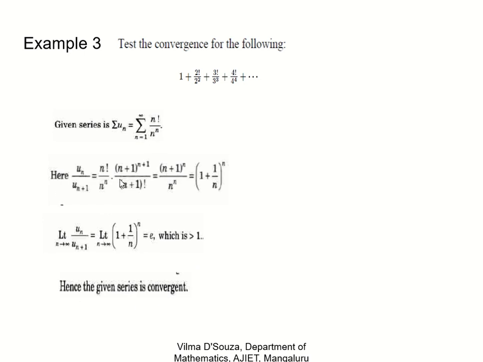I can help you with the simplification here. un is n factorial by n to the power n. u(n+1) is (n+1) to the power n+1 divided by (n+1) factorial. Again here, n factorial by (n+1) factorial is n+1. So (n+1) to the power n+1 by (n+1) is (n+1) to the power n. So (n+1) to the power n by n to the power n, that is (1 plus 1 by n) to the power n. This is un by u(n+1). You can find this, or you can go for the limit of u(n+1) by un. You will get it as 1 by e, which is less than 1. So the series is convergent.